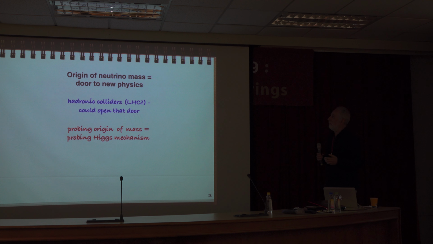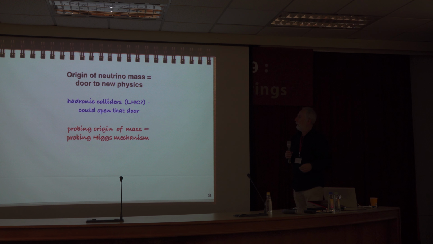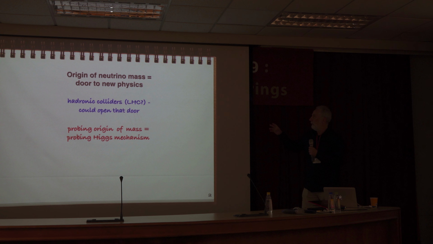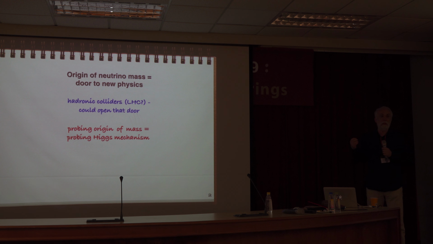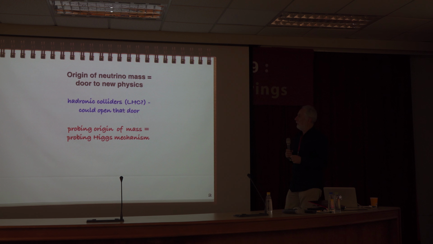The aim of the talk is just to argue, and it was mentioned by Dao Han, that the origin of neutrino mass obviously is a door to new physics. And I want to show you that hadron colliders can open the door. In a true sense, I want to argue that we have an actual self-contained complete theory for neutrino mass, the way the standard model works for charged fermions.